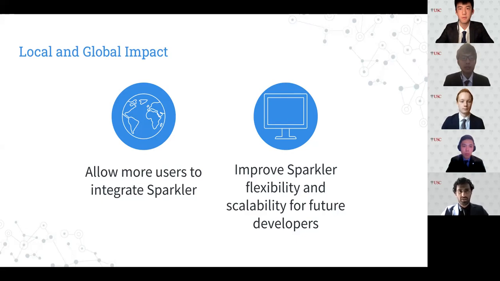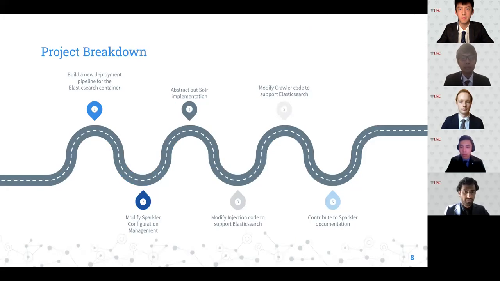Given this, the goals and desired impact of our project was to enable an Elasticsearch integration with Sparkler, and broadly speaking, refactor Sparkler code so that it makes it easier to add integrations with additional storage engines in the future. Our stakeholder provided us with a broad set of outcomes to help us reach this goal, and we analyzed these objectives and sequenced our project as follows.